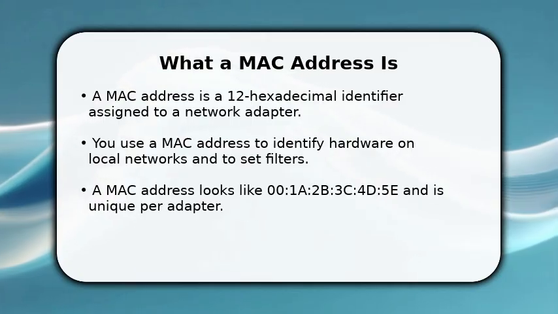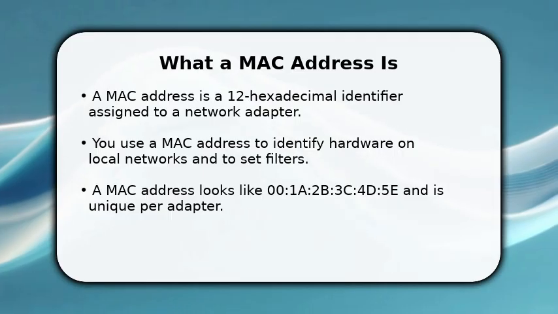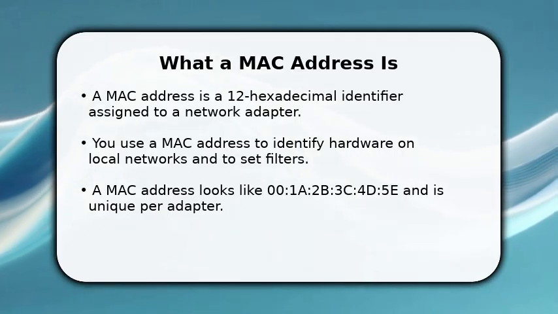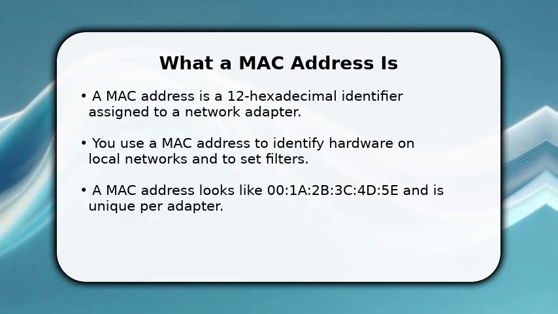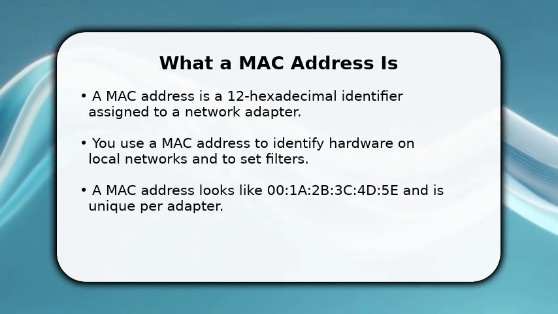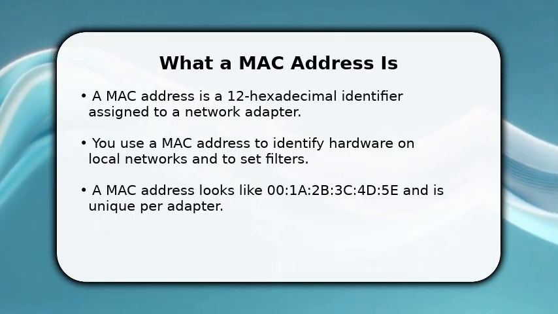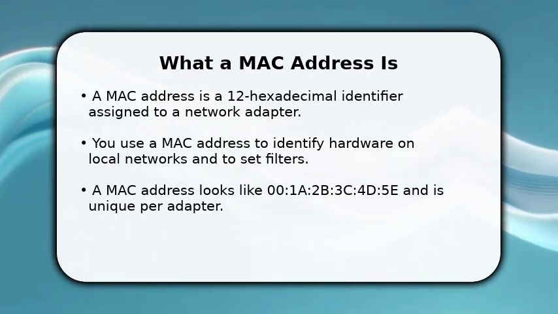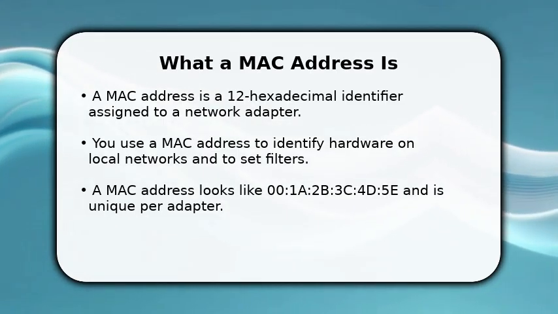A MAC address is a 12-hexadecimal identifier assigned to a network adapter, used to identify hardware on local networks. This permanent hardware ID looks like 00:1A:2B:3C:4D:5E, and helps routers map devices. It is unique per adapter but can be spoofed in software.